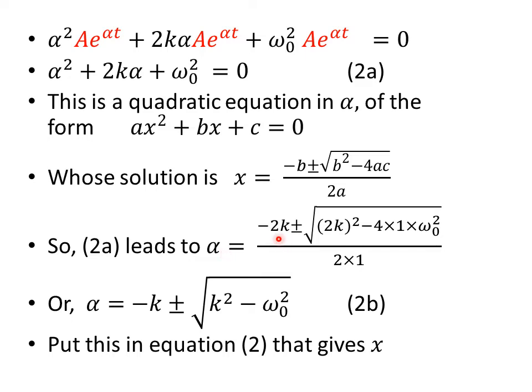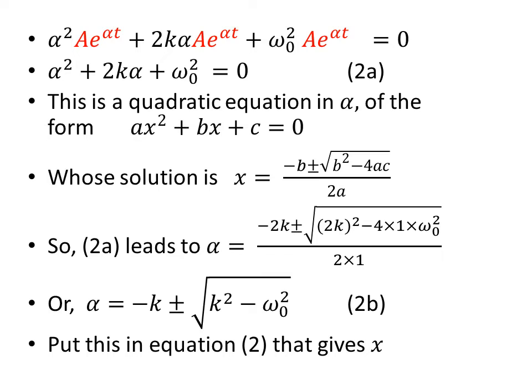That gives you alpha as minus 2k plus or minus root of b square, b is 2k, minus 4ac, a is 1, c is omega 0 square, divided by 2a, a is 1. Under the square root we have 4k square and 4 omega 0 square. So we can take the 4 outside, and when it comes out of the square root it becomes 2. We cancel the 2 from all terms and the denominator, and we get alpha as minus k plus or minus root of k square minus omega 0 square, where k is the damping constant and omega 0 is the natural frequency. Natural frequency means the frequency with which it would have oscillated in the absence of damping.